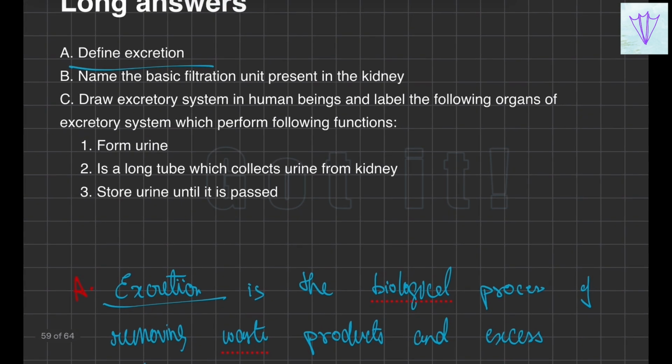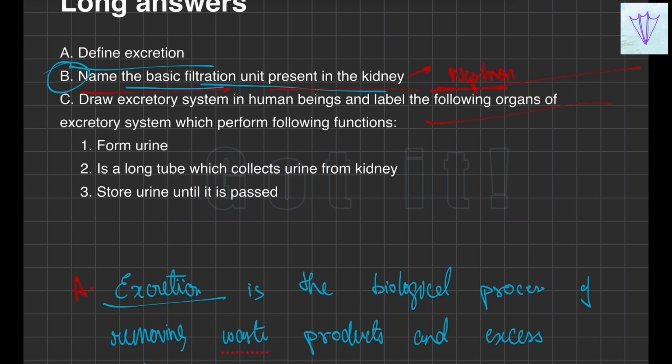First part, which they asked us to define, we have completed. The second, B part, is to name the basic filtration unit present in the kidney. So what is the basic filtration unit? It is nephron. But don't just simply write nephron. Write: nephron is the basic filtration unit which is present in the kidney. Even though it is a 1 mark question, make sure you write at least 2 lines. So if they ask to name it, you have to write nephron is the basic filtration unit, using the wording provided in the question.